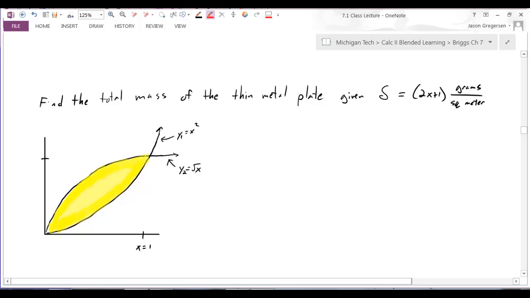So we're given a function to talk about the density throughout this region. And our density function is 2x plus 1. That's given to us in grams per square meter. And our goal is to find the total mass of this object. Well, let's see. Density is grams per square meter. So if I want to find the total mass, it should just be density times what? Times area, right? So can I just take that shaded area and multiply it by 2x plus 1? Can I do that?